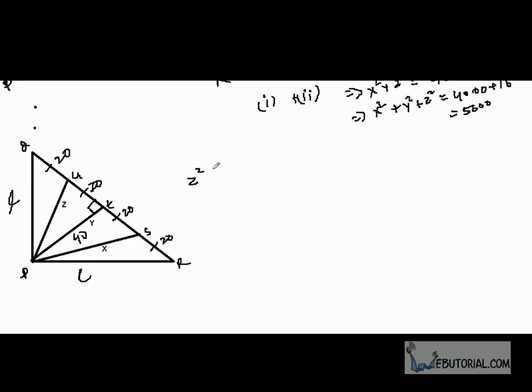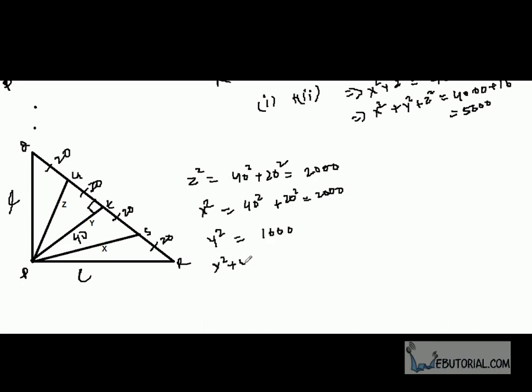So z squared becomes what? 40 square plus 20 square, that is what? 2000, right? And x square becomes similarly 40 square plus 20 square, which is what? 2000. What is y square? 1600. So what is x square plus y square plus z square? That is nothing but 5600 centimeters square.